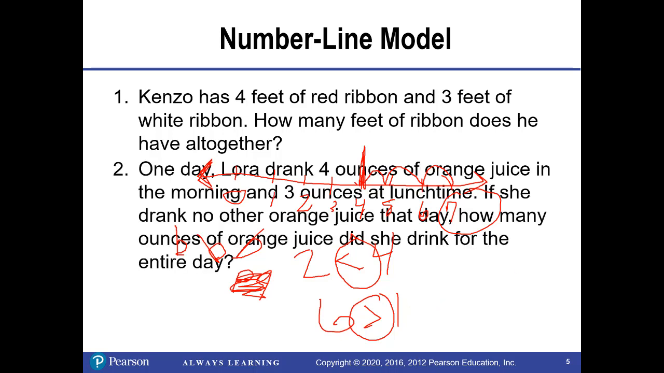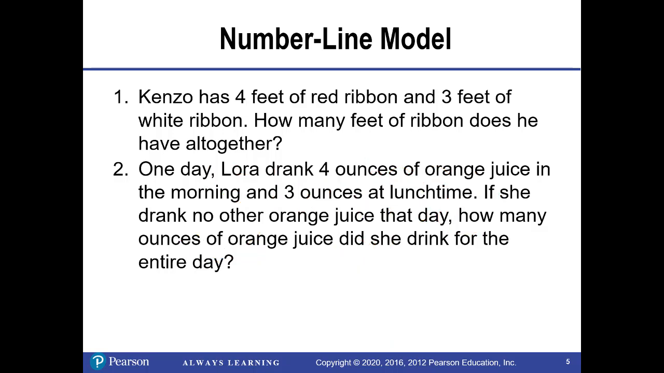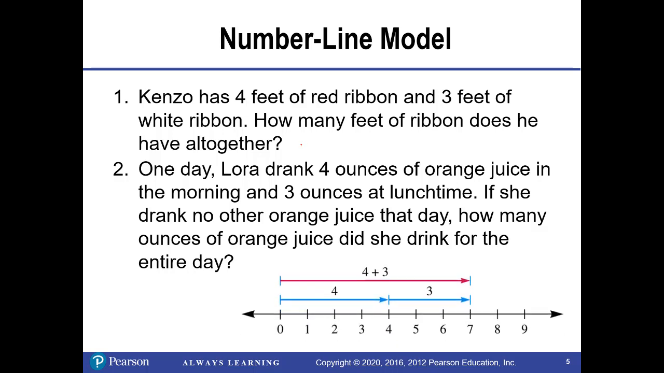All right, here's another one. One day, Laura drank 4 ounces of orange juice in the morning and 3 ounces at lunchtime. If she drank no other orange juice that day, how many ounces of orange juice did she drink for the entire day? So both of these are number line models. Here's how your book would illustrate it. So not exactly the same as I did, but somewhat similar. From 0 to 4, and then 4, and we count 3 more. And then above it, we get 4 plus 3, and we see that that equals 7.